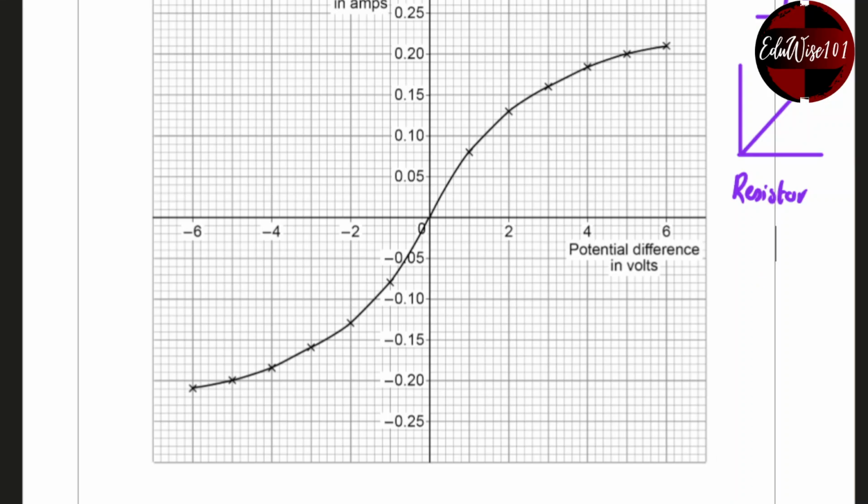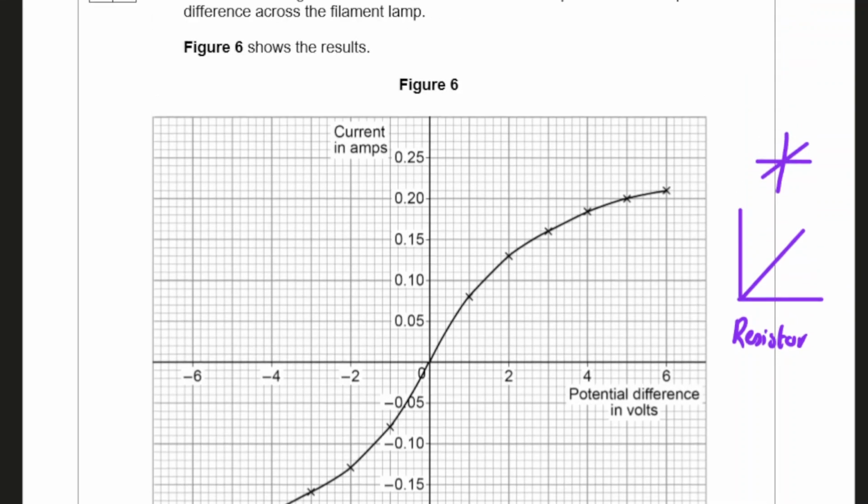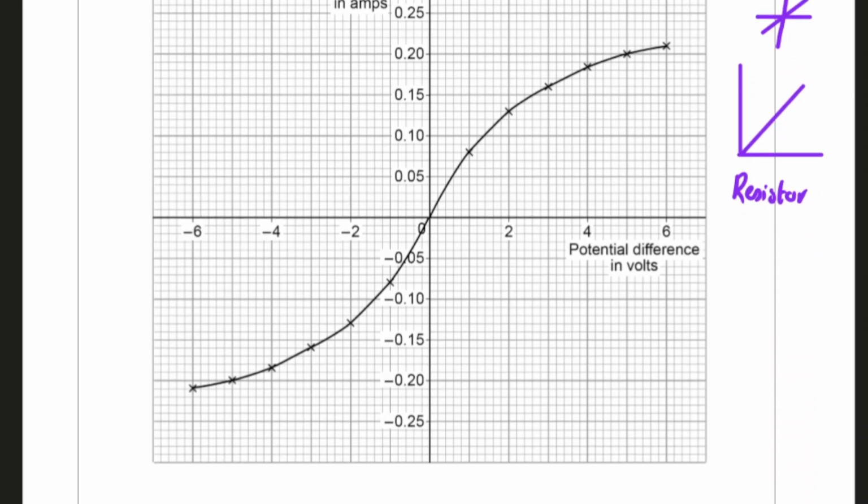Right, let me get rid of the logo for a second. So there you go. Now the shape for the diode is basically like this. So if I draw for a diode, the shape is going to be like that. This is for a diode. Now let's have a look at the rest of the question.